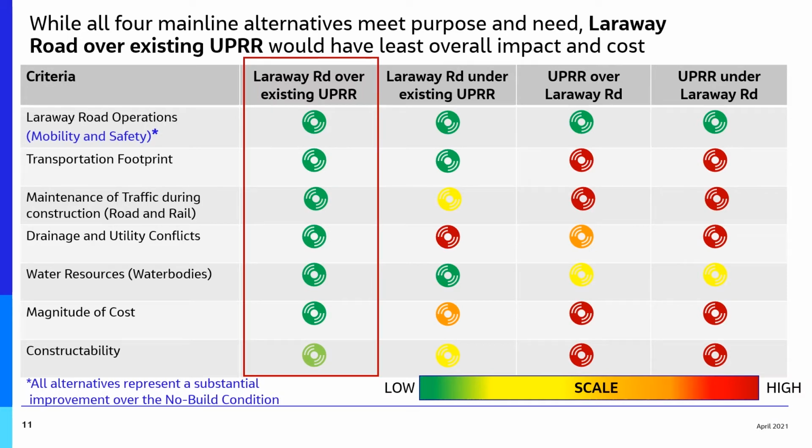While all four mainline alternatives meet purpose and need and represent a substantial improvement in mobility and safety over the existing condition, the alternative that bridges Laraway Road over the existing Union Pacific Railroad would have the smallest transportation footprint or construction area. This road raised over rail alternative would also have the least drainage and utility conflicts, the least overall impact, would be easiest to construct, and would have a lower comparable cost than the other alternatives. The alternatives raising and lowering the railroad tracks have more substantial impacts.